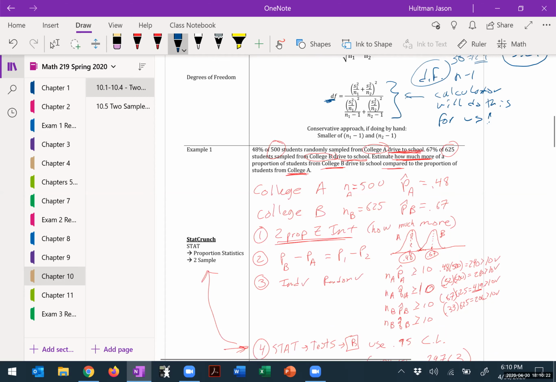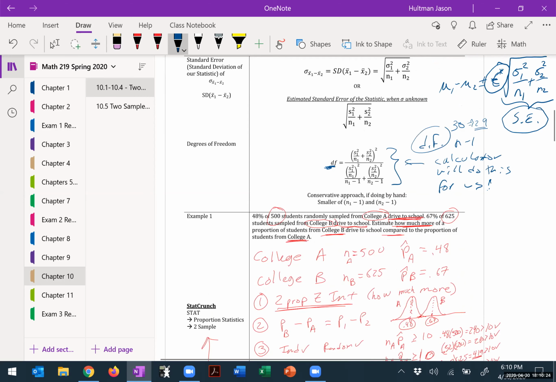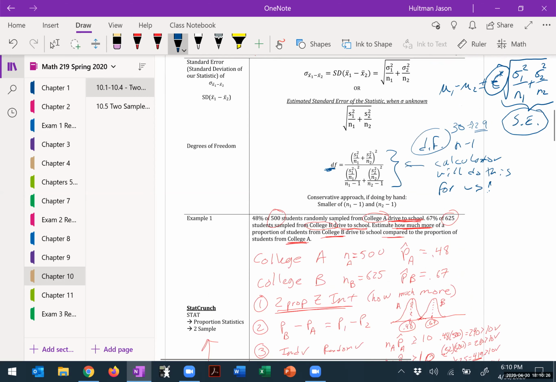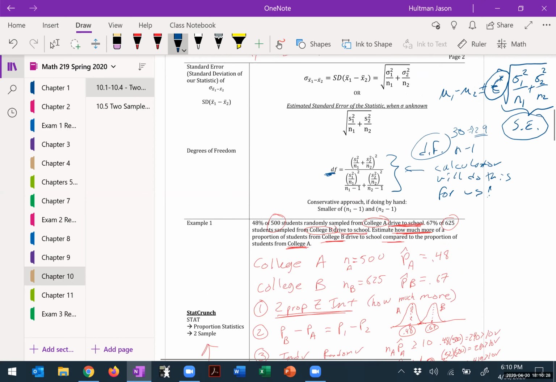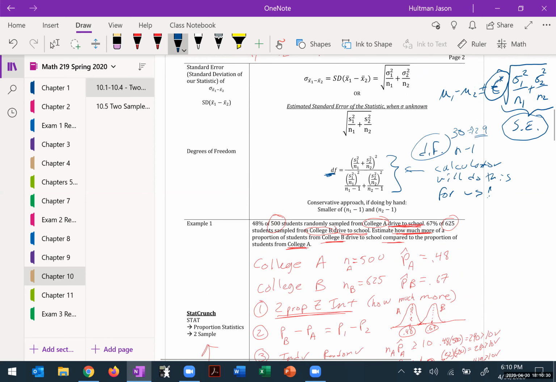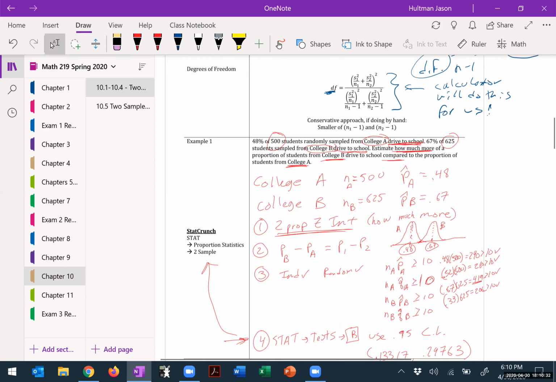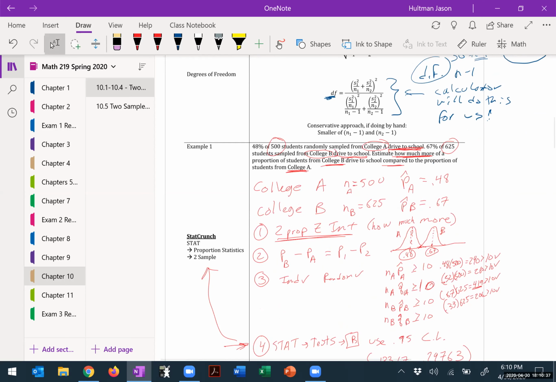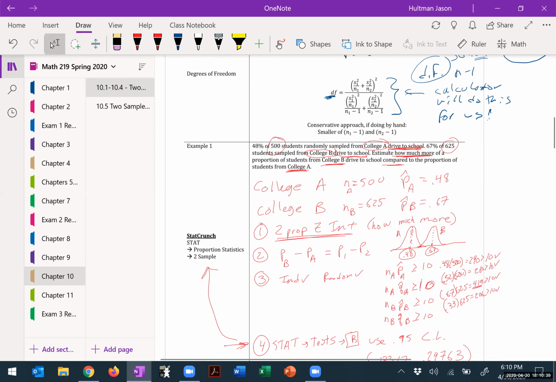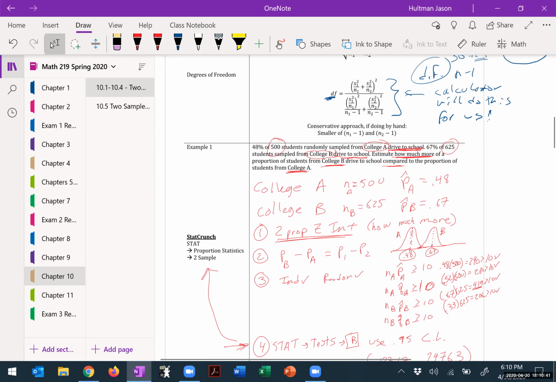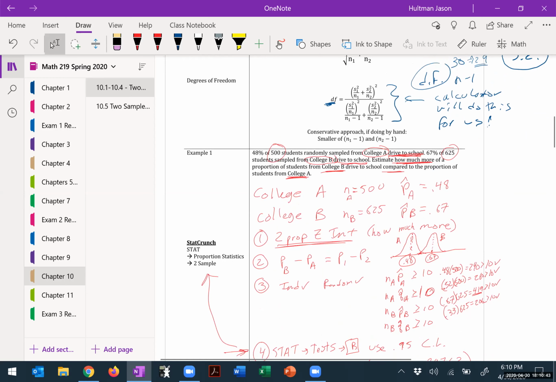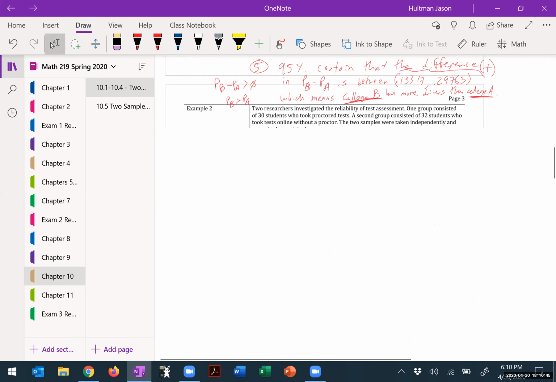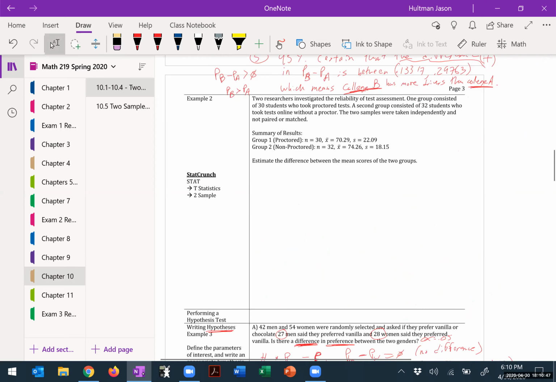Again, you don't have to memorize these formulas. Actually, I would encourage you not to, unless you are really bored or in self-quarantine for 14 days and you absolutely want something to do. Go ahead and memorize it, but I wouldn't suggest it. Okay. Let's go to example 2 here.